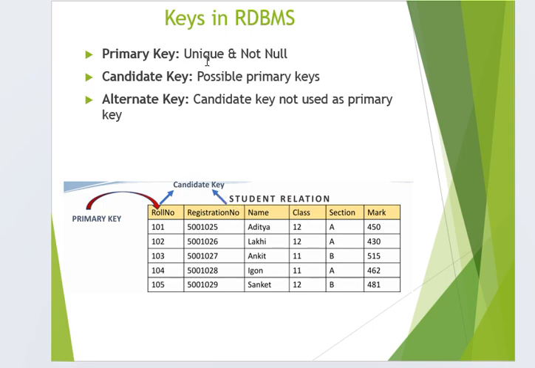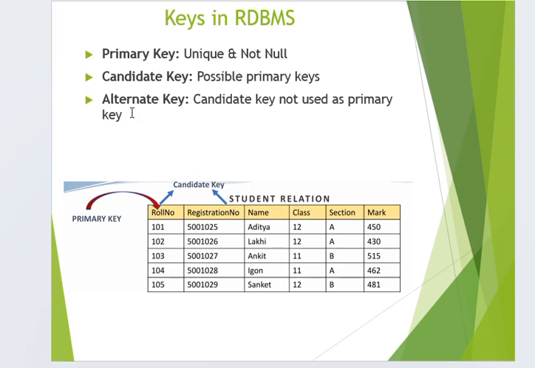So primary key is unique and not null. Candidate keys are possible primary keys. It means all the possible keys which can be made as primary key are termed candidate keys. Alternate keys are candidate keys not used as primary key, meaning all the keys which could have been made the primary key but are not made so are known as alternate keys.